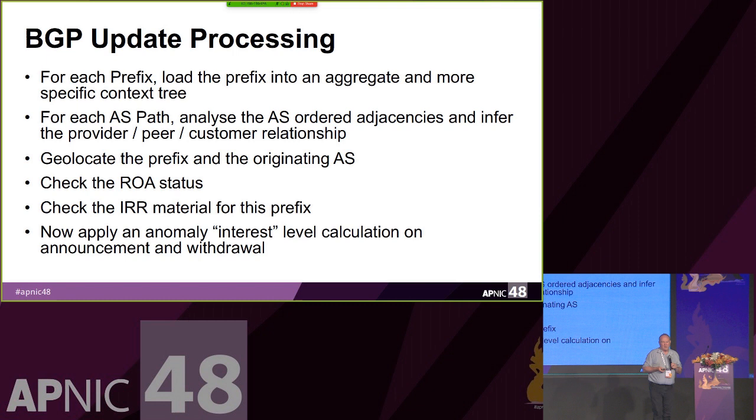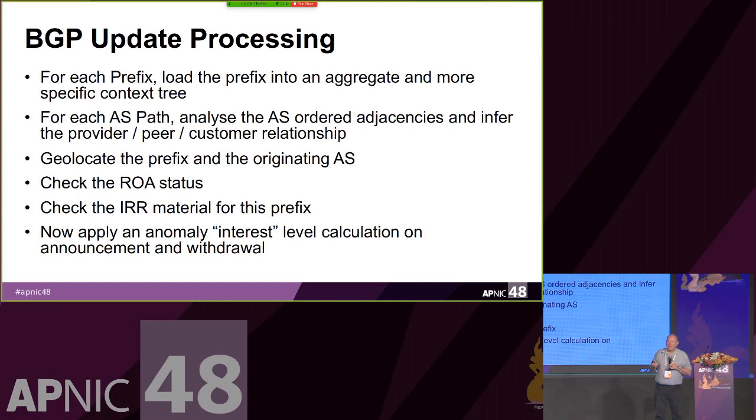So, here's an approach. For every prefix, do what happens inside your router. Load it into a context tree. So if you see a /24 and there's the covering /20, note the fact that you're covered by a covering aggregate. Load up the whole thing into a tree that gives you basically the hierarchy of specifics and aggregates. Analyze the path for adjacencies. Don't worry about the whole path. It really doesn't matter. And strip out the duplicates, because the padding's just padding. But look at the ordered adjacencies. If you see AS1 followed by AS2, that's different to AS2 followed by AS1.